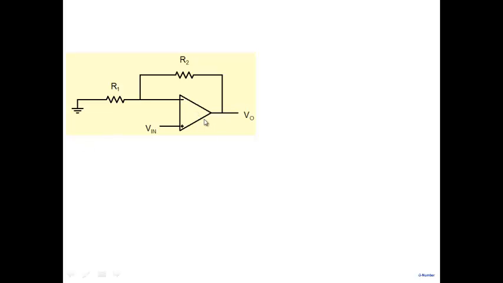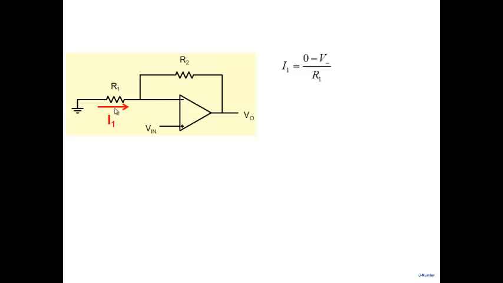1 plus R2 by R1, right? You all know the derivation, but let me go over the derivation with you once quickly. So we say this is the current I1. The current I1 I can write as 0 minus whatever is the voltage at this node, the V inverting node, divided by R1. Fine, that's the current flowing here.